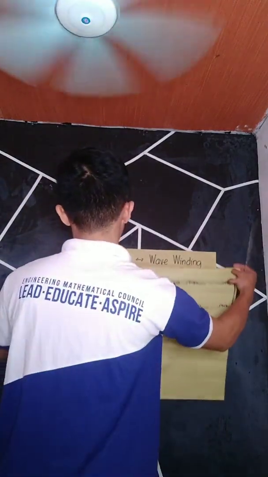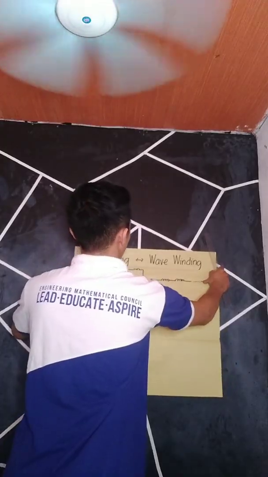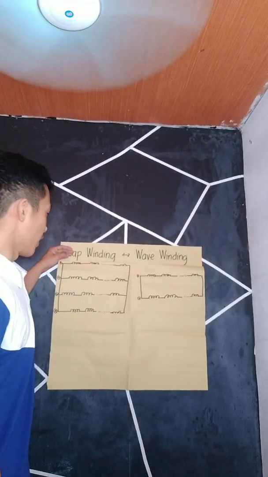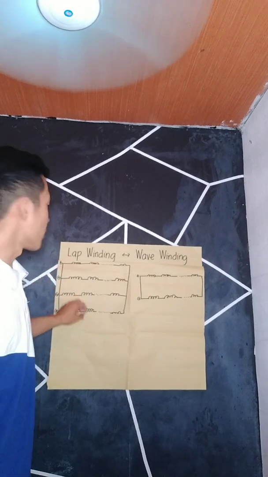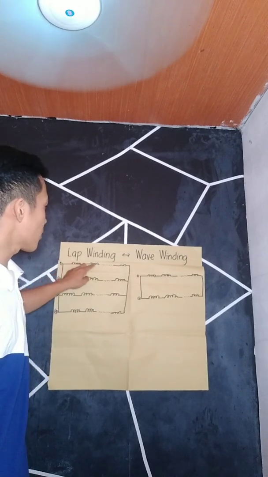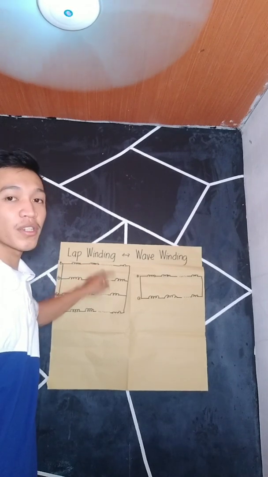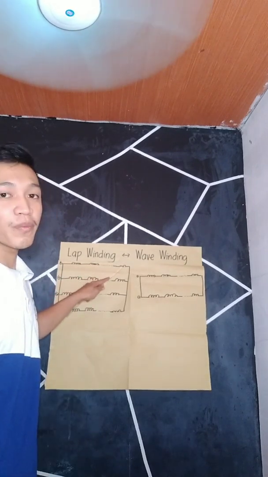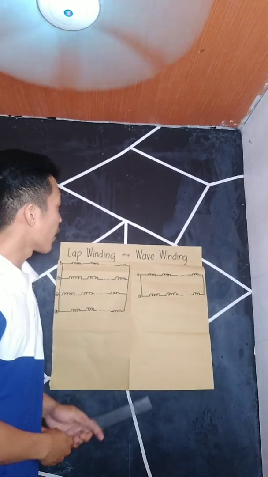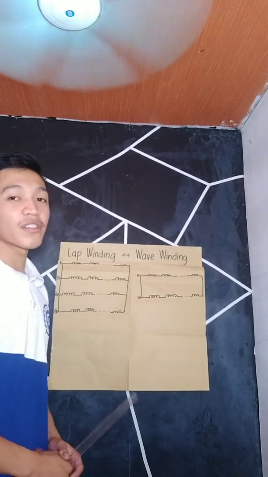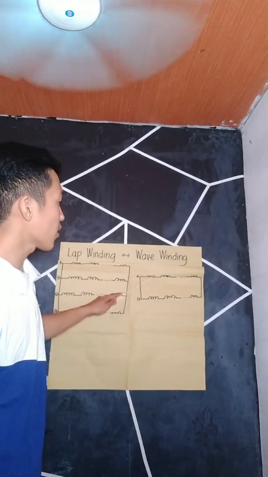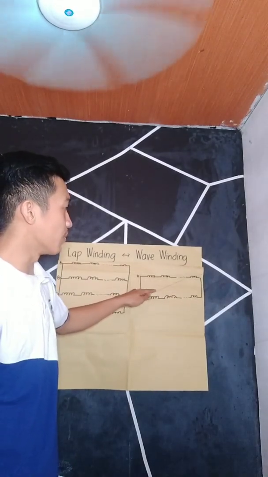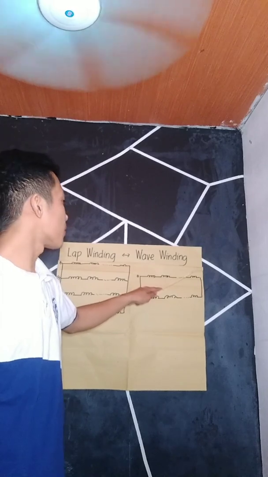To illustrate that, we have here the figure for lap winding. It shows that in each path there are 24 conductors. So here, first conductor, second conductor, and so on until we reach the 24th conductor. And for the wave winding, there are 48 conductors in each path. So here, first conductor, second conductor, and so on until we reach the 48th conductor.